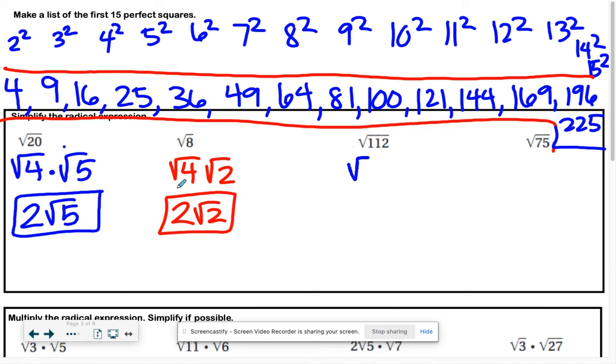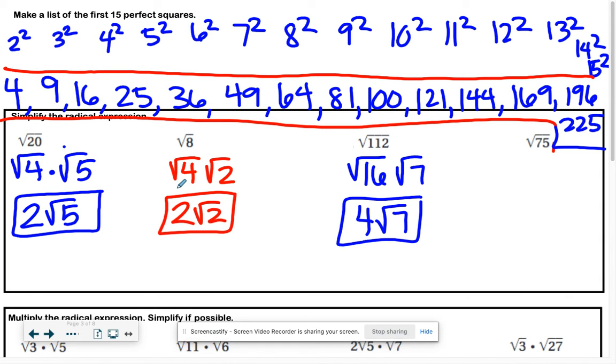So Jason said 16, right? How many times does it go in there? 7. And now what is the square root of 16? It's 4. And then the square root of 7 is just a decimal, so we leave it as square root of 7.